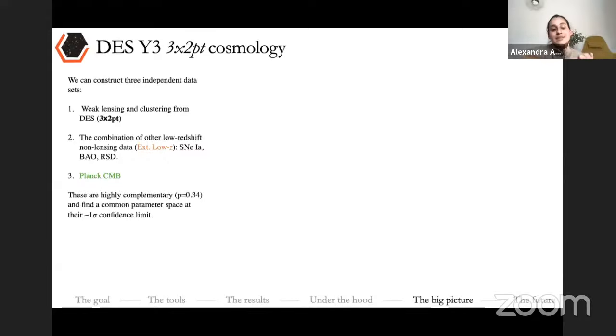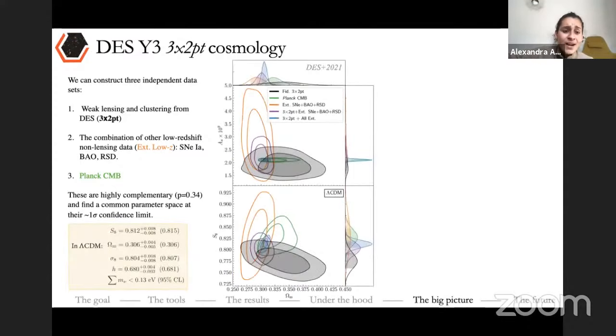We also compared our results to those from external low redshift measurements, so supernova data, BAO and RSD, supernova from Pantheon and Pan-STARRS, and the BAO and RSD from eBOSS. And these are the results here. So you can really see the complementarity of these data sets. The supernova, BAO and RSD is shown in orange, and that really does a very good job of constraining omega matter. The DES 3x2-point is again in black, and it adds substantial information in that A_s or S8 parameter. And again, Planck is in green.